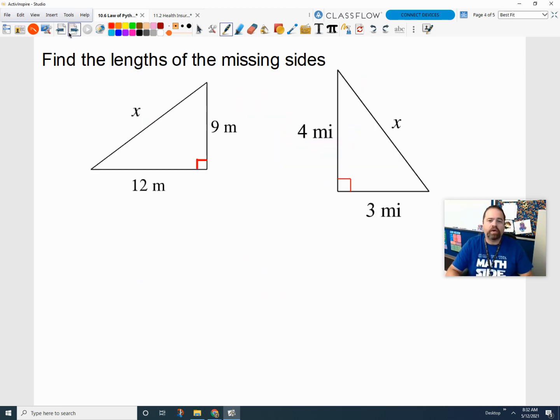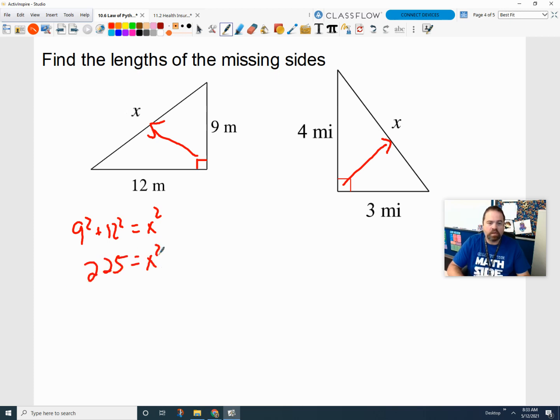All right, two more real quick. These I specifically chose because when you go and find that hypotenuse, this is the one that's missing this time. So it changes how you set up your equation just a little bit. I think these are actually easier. So a squared plus b squared equals c squared. I don't have to subtract anything. My variable's already by itself. So I just need to do 9 squared plus 12 squared. That's 225. But then again, I go back and I square root. X is 15.